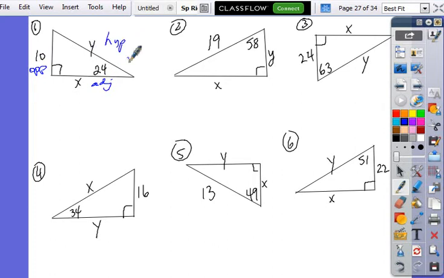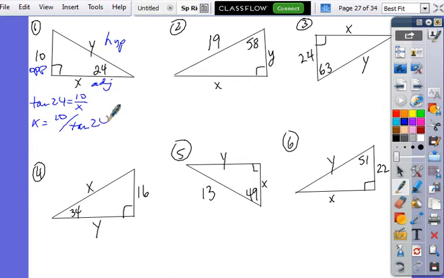Because then when I start working the problem, I can see which sides I'm talking about. If I'm trying to solve for X, I'm going to pretend like the Y is not even there. So if Y is not there, I'm dealing with 10 and X. Which two sides are those? Well, opposite and adjacent, which means it's got to be tangent. So I'm going to do tangent of 24 equals 10 over X. 10 divided by tangent 24. That's a division problem.